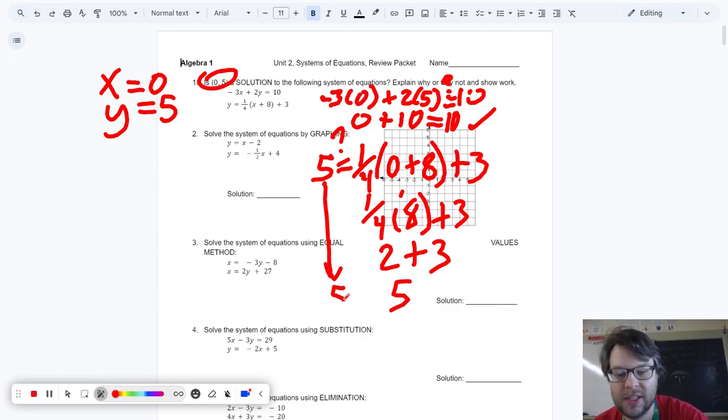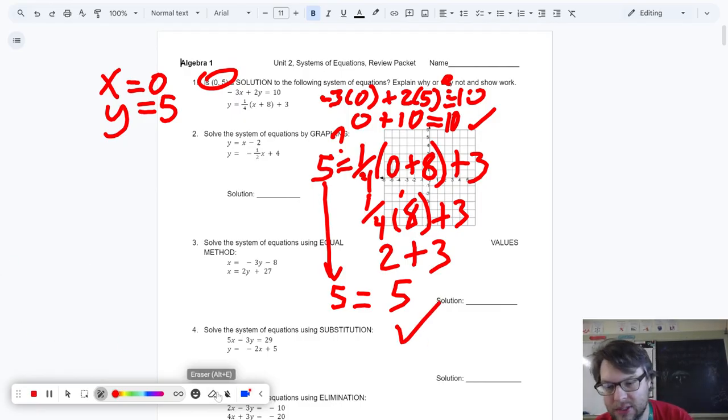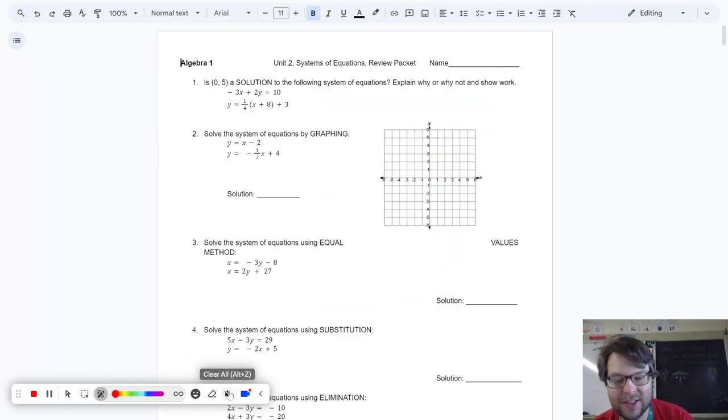Notice that the left-hand side was 5. 5 equals 5. So we got a check mark on both equations. That means it's a solution to the system. Solution to the system means it is a solution to both equations.